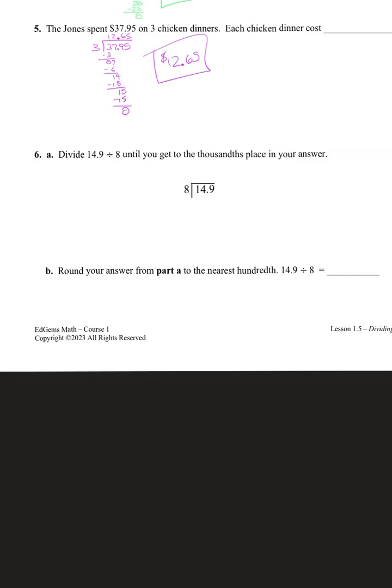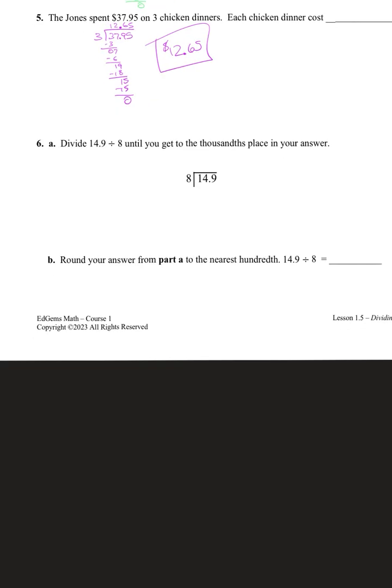Okay, so moving on to number 6. Number 6 says, divide 14 9/10 by 8 until you get to the thousandths place. And so here we go. So what I'm going to do first, guys, since we're taking it all the way out to the thousandths place, I'm going to add zeros until we get to the thousandths place. So the 1 is in the tens, 4 is in the ones, 9 is in the tenths, hundredths, thousandths place. Bring up my decimal point.